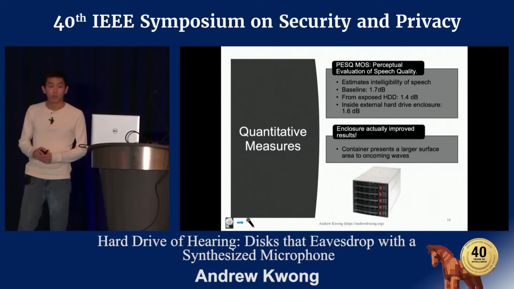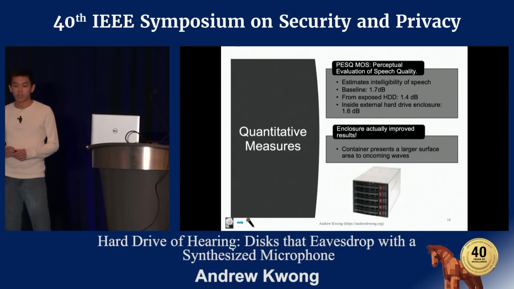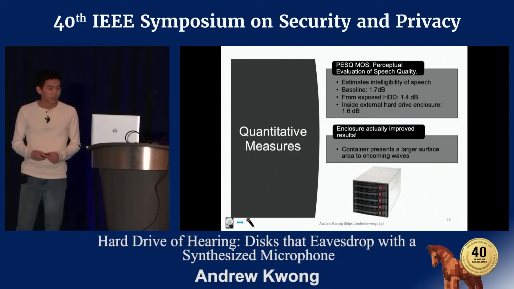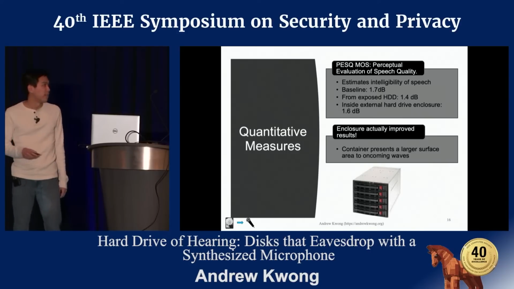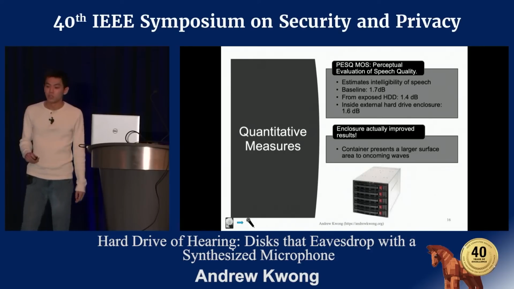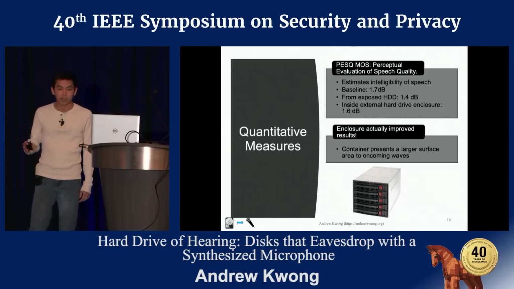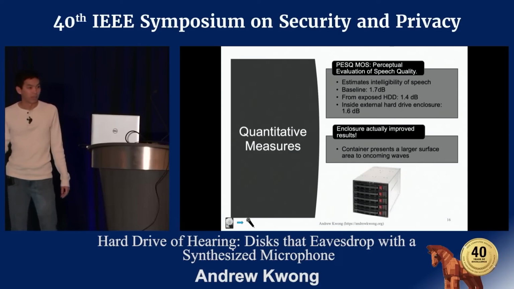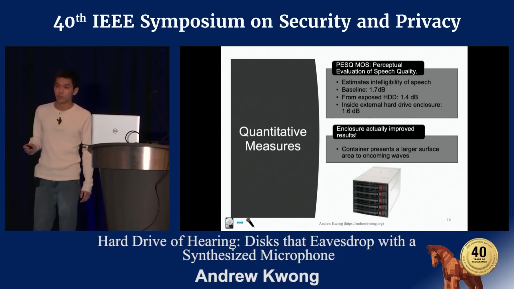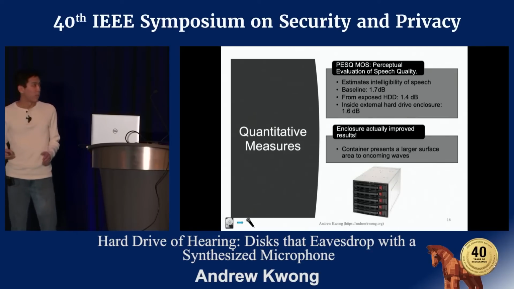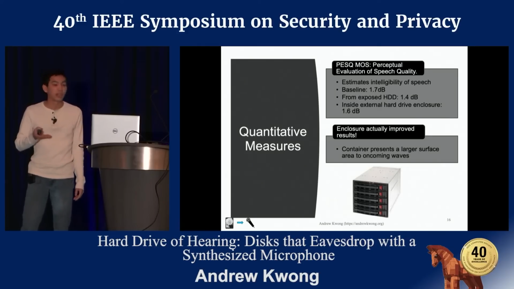So in addition to our qualitative measures, we also quantitatively evaluated the fidelity of our side channel. One measure that we focused on in particular is the PESQ-MOS. That's actually recommended by the Telecommunication Union's standardization sector for estimating the intelligibility of speech. So the baseline, which is the raw audio, received a value of 1.7 dB. When we recovered audio from the hard drive when it was not in the enclosure, we got a value of 1.4 dB. And surprisingly, when we put it in the enclosure, it actually increased to 1.6 dB.